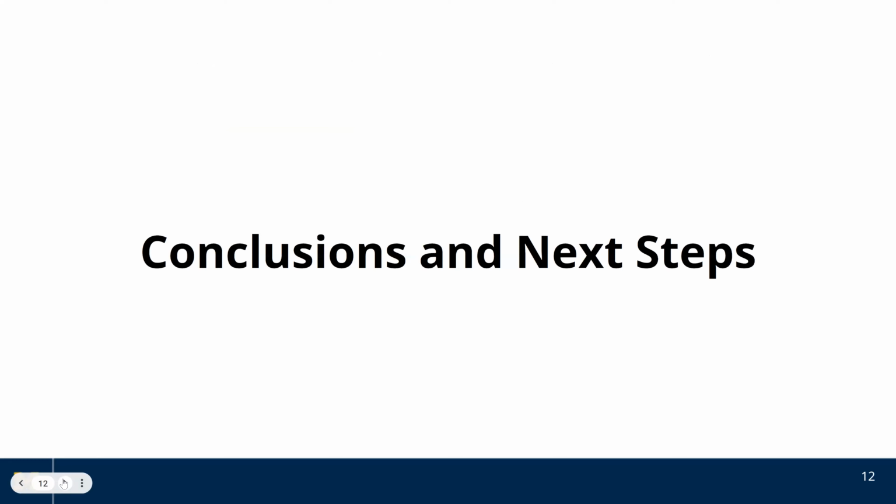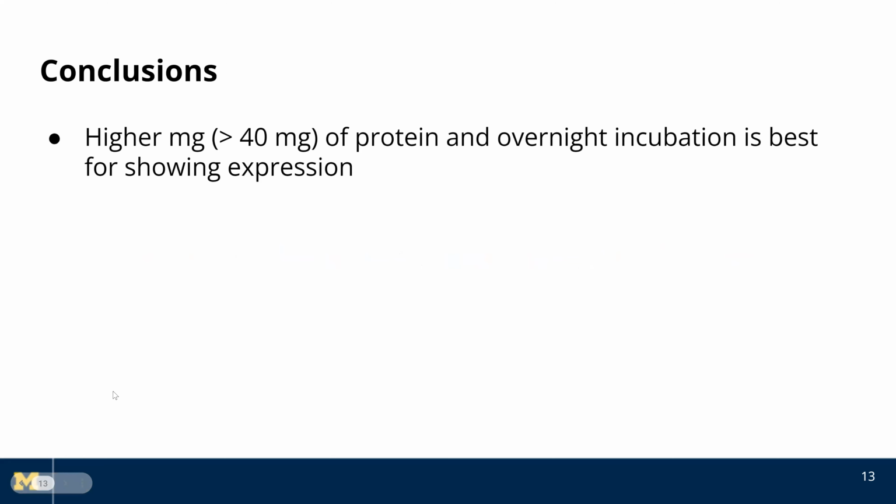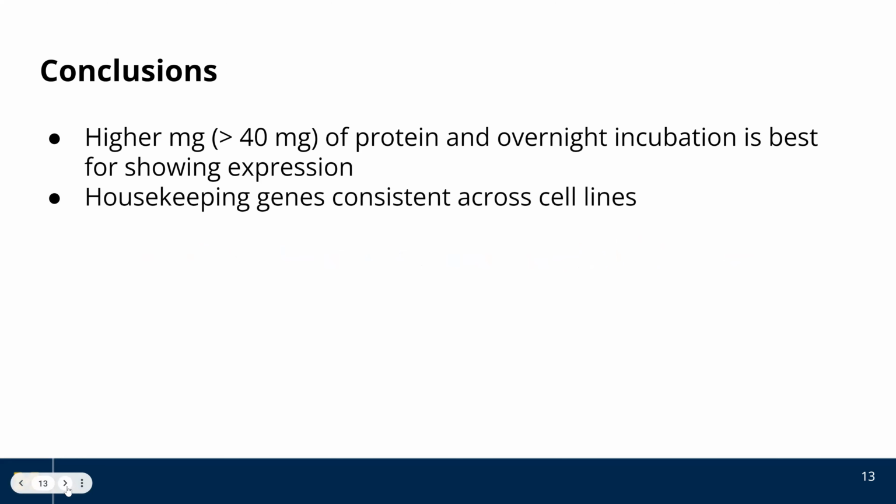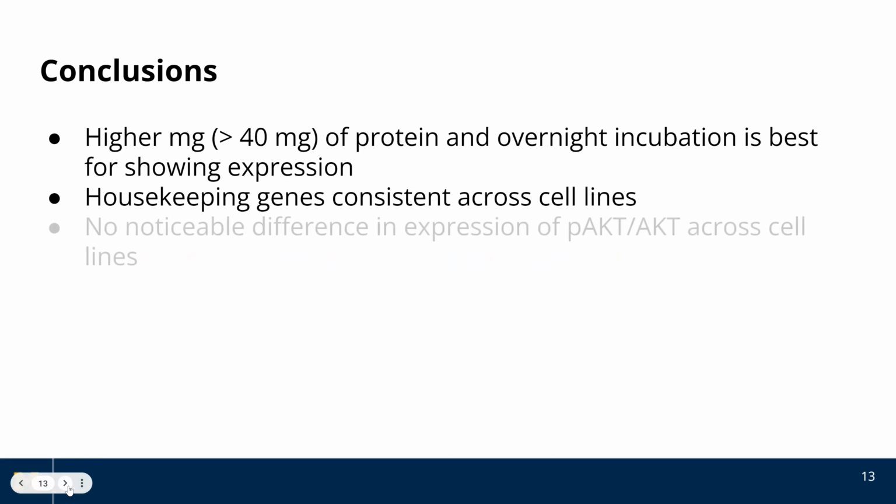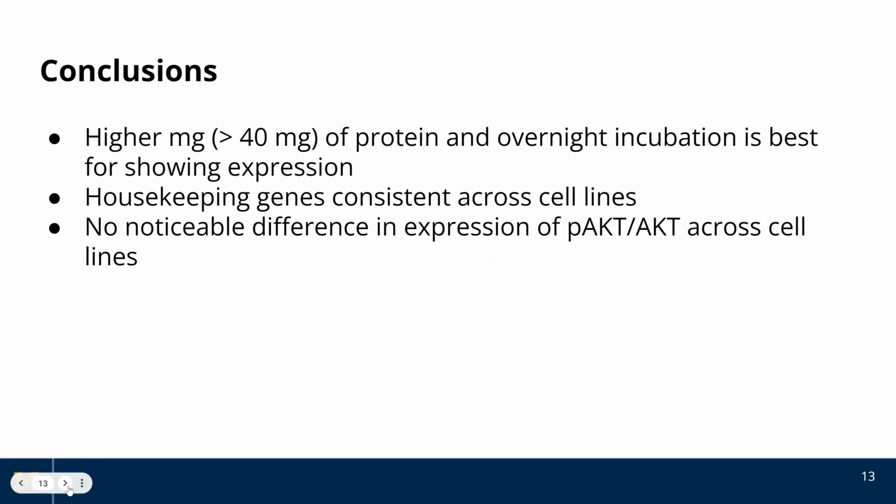And so to get into the conclusions and next steps, based off of all of that fine-tuning of Western blotting, I was able to determine the parameters of greater than 40 milligrams of protein and overnight incubations as the best for showing expression. The housekeeping genes were consistent across cell lines, so the cells are growing and proliferating as we'd expect. However, there are no noticeable differences in expression of PAKT and AKT across cell lines, and there's a lot of reasons why this might occur. One of those is that we experienced a lot of contamination issues in the lab this semester, and this could have been affecting the expression patterns and the results that we saw.